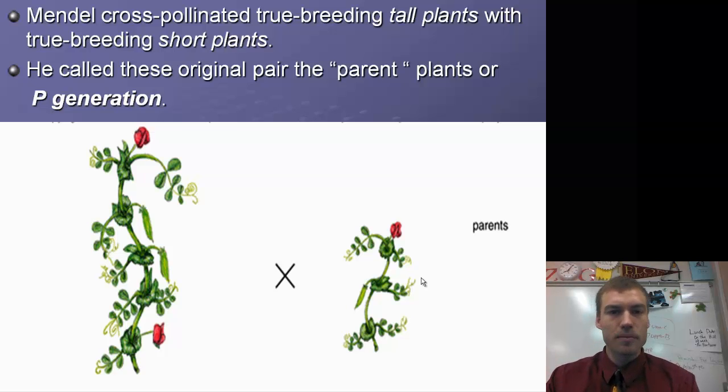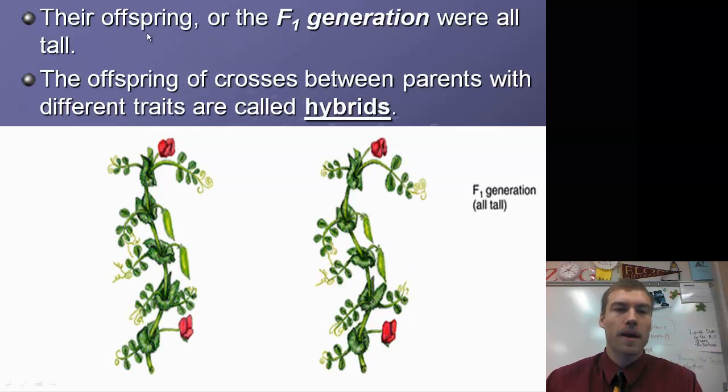So he began with tall plants and short plants, true breeding, right? So again, they were only going to produce tall or short if they had been bred with each other. He crossbreeds those, and he calls this the parent generation. So we've got a tall and a short. And the offspring, the F1 generation, were all tall. Every time that he did this, he would always get all tall plants. And the cross between parents with different traits are known as hybrids. So the F1 generation, which is the first offspring generation, are all talls.